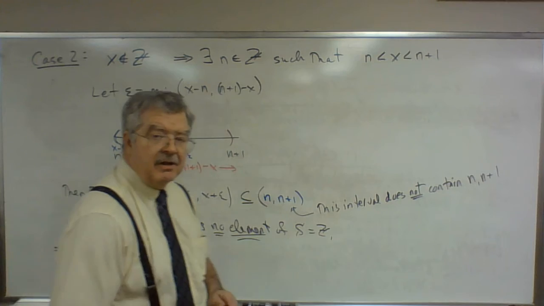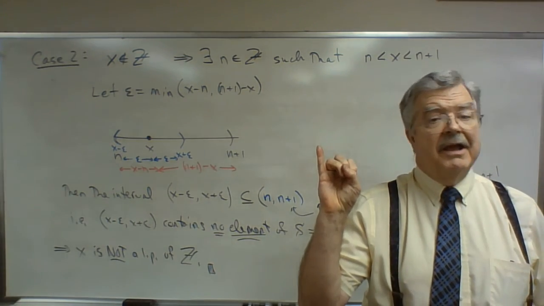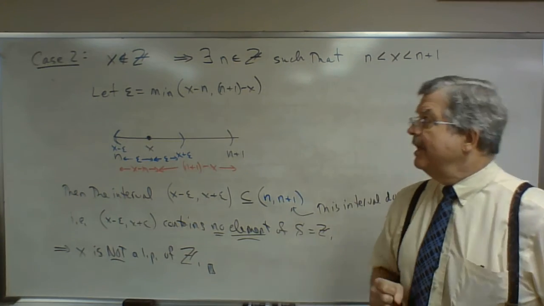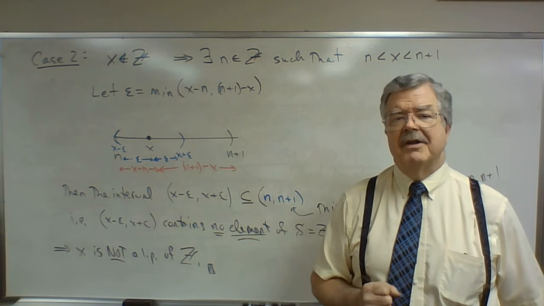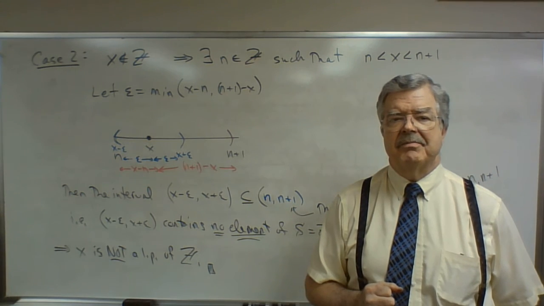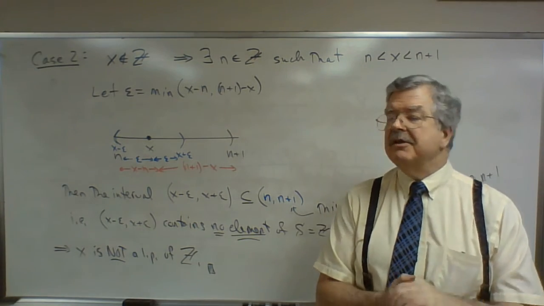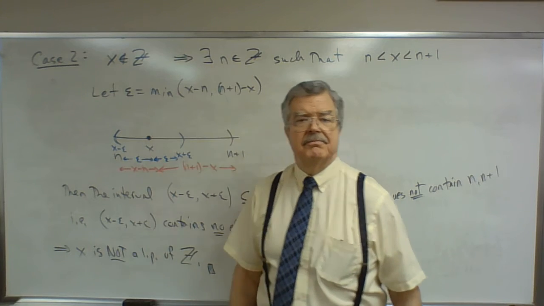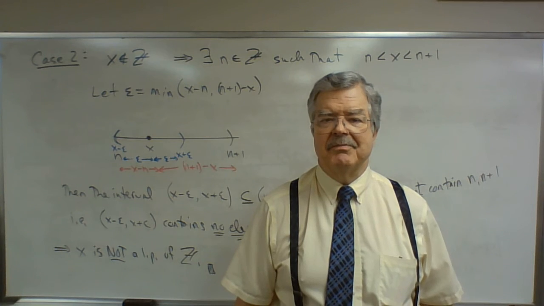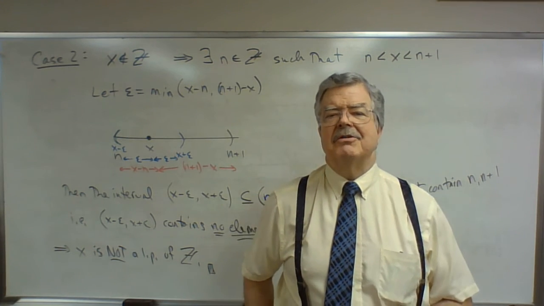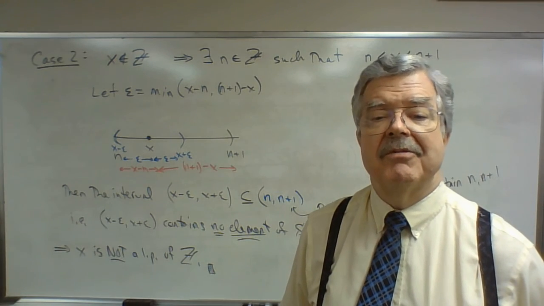And that exhausts all of our cases. We showed that if x is an integer, x is not a limit point of the integers. And here we showed that if x is not an integer, then x is not a limit point of the set of integers. That accounts for all real numbers. No real number is a limit point of the set of integers. So the set of integers has no limit points. Now we can do that alternative characterization of the limit point of a non-empty set of real numbers.